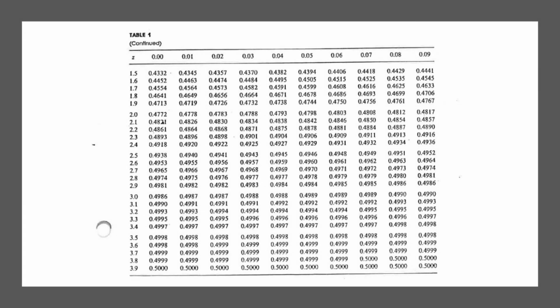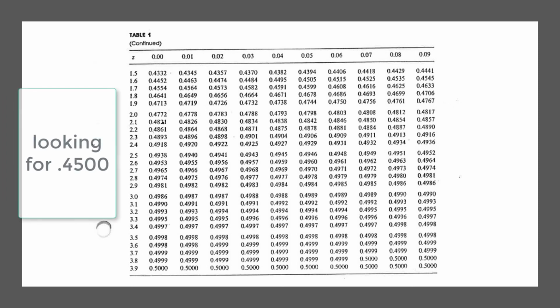So we go back to our table. We search the table for something close to 0.4500, and here we go. We've got this row, 1.6, and we take that all the way to the fourth and the fifth column. Here we've got 0.4495 and 0.4505. We want to be at least 95% confident, so we're going to go with this z-score here, 1.65.